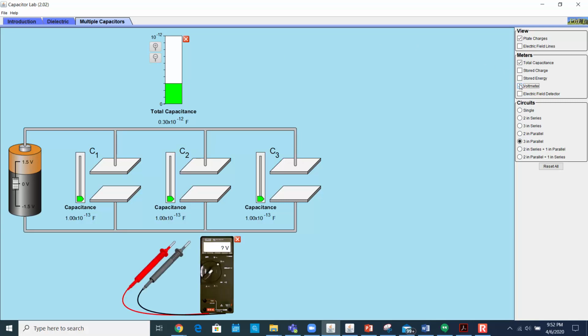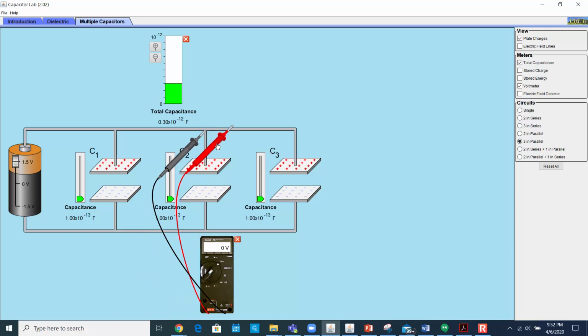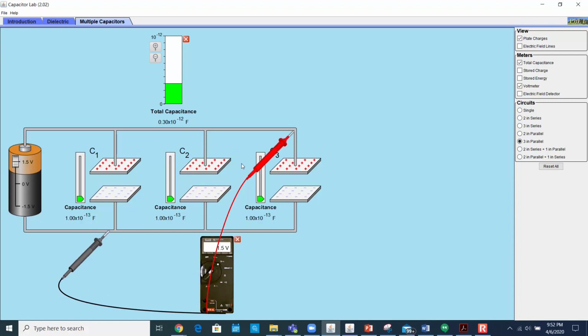Now let me measure the potential. Let's say I'm applying 1.5 volt. If I measure the potential anywhere, it will still read 1.5 volt. Let's say across the second capacitor, I'll make this one positive and this one negative. Do you see the potential across the second capacitor is 1.5 volt? The same way it will be 1.5 volt even if I measure here, because everything is connected in parallel combination.